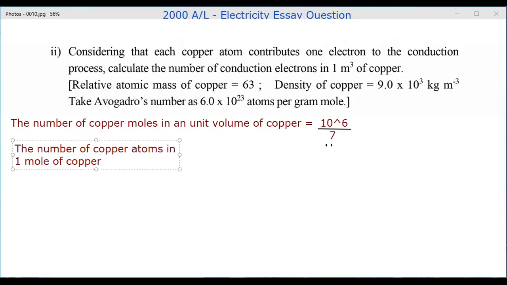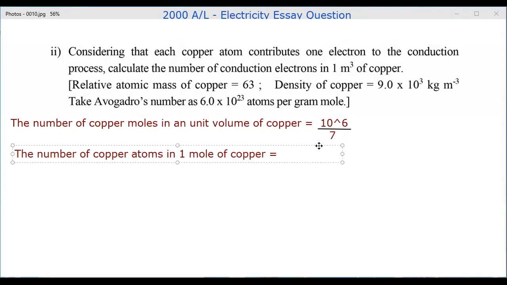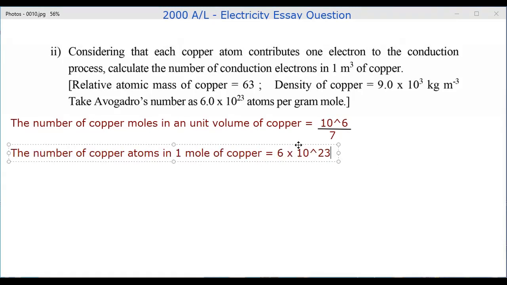So what's the answer? Somebody unmute the mic and tell me the number of copper atoms in one mole of copper. Very good, it is the Avogadro number, but here they have given the Avogadro number as 6×10^23. The actual value is 6.022×10^23, but we have to use the value given in the question.